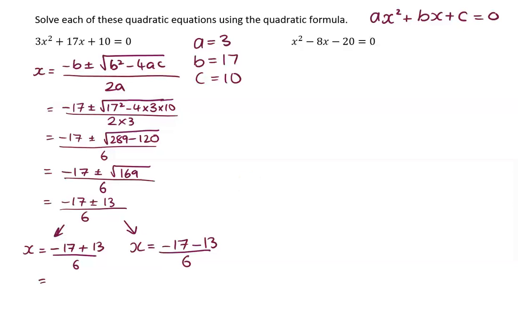We would expect two solutions because we know quadratics have two solutions. And we can calculate negative 17 plus 13, which gives us negative 4 over 6, which simplifies down to negative 2/3. And then we've got x equals negative 17 take 13, which is negative 30 over 6, which simplifies to negative 5. So they're the two solutions for our first quadratic equation, negative 2/3 and negative 5.